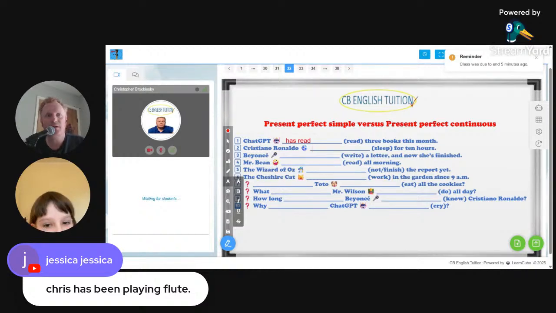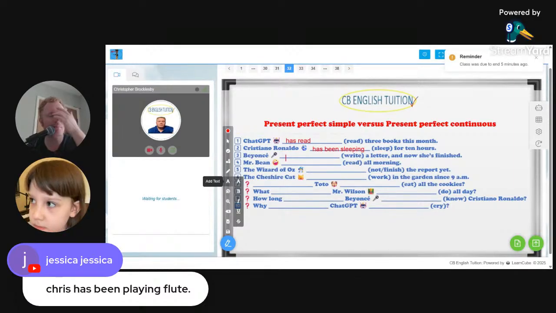Yeah, we want the continuous form; it's better. It tells us that it goes up to now and it was continuous. So let's put "has been sleeping." Yes. Okay, number 3, Beyonce.